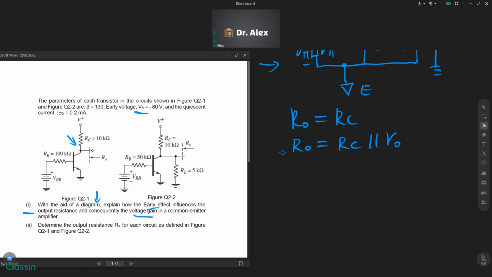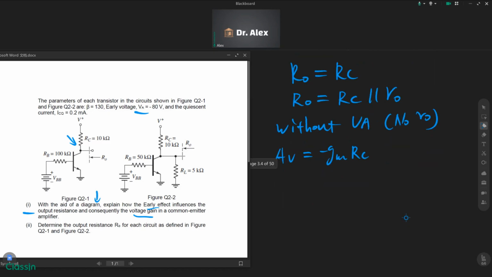Now we will use two scenarios. The first one is without VA, so no VA, no RO. The voltage gain for the bipolar transistor will be GM times RC.